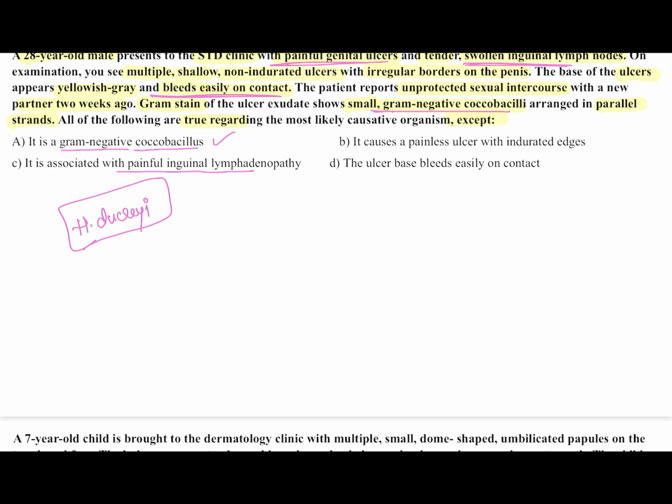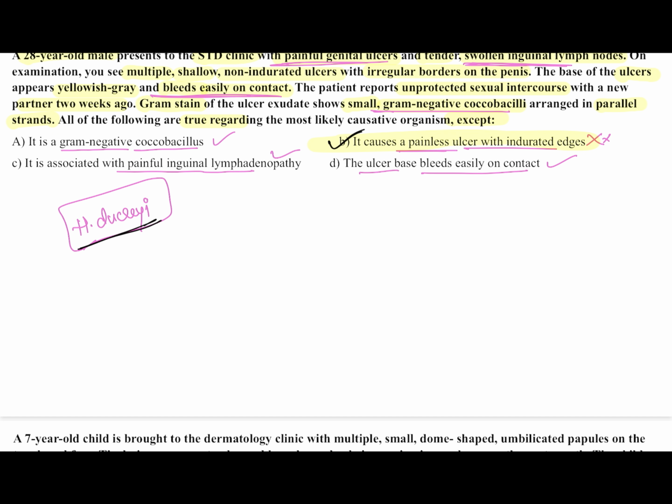The second is saying painful inguinal lymphadenopathy. It is also correct. Ulcer base bleeds easily on contact. It is also correct. Did it mention painless ulcer with indurated disease? No. So the correct answer will be B. Okay? So this is just to check how carefully you are reading the question. If you read the question carefully, you will get the answer within the question.